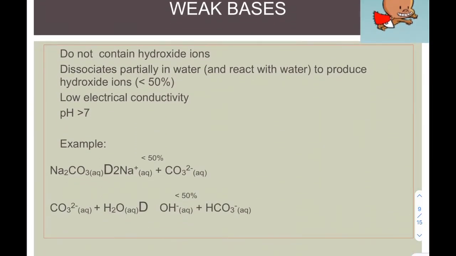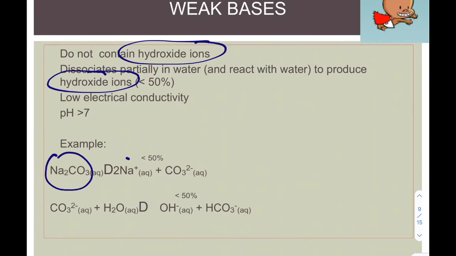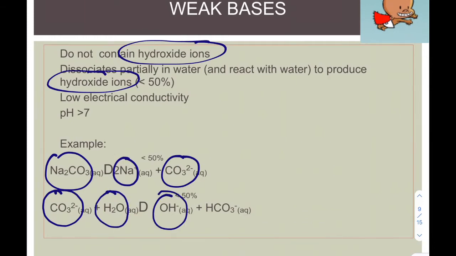Weak bases do not contain hydroxide ions. However, they still dissociate partially in water to produce hydroxide ions, and that's when we're looking at our modified Arrhenius theory. So we're going to get to our modified Arrhenius theory in our examples. Here we can see that sodium carbonate dissociates into sodium ions and carbonate ions. Those carbonate ions react with water and produce those hydroxide ions and our HCO3 negative. So I'm just going to go through these examples with you guys. This is your modified Arrhenius theory when we do the examples coming up here.